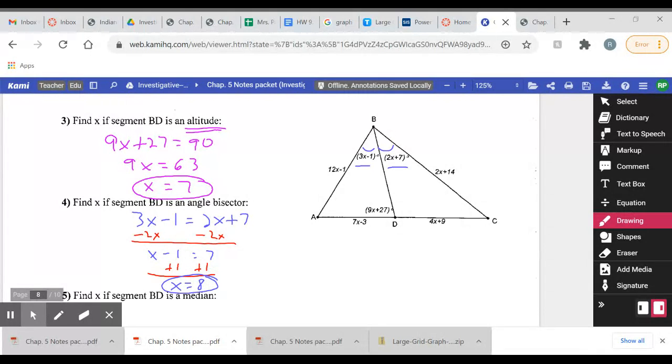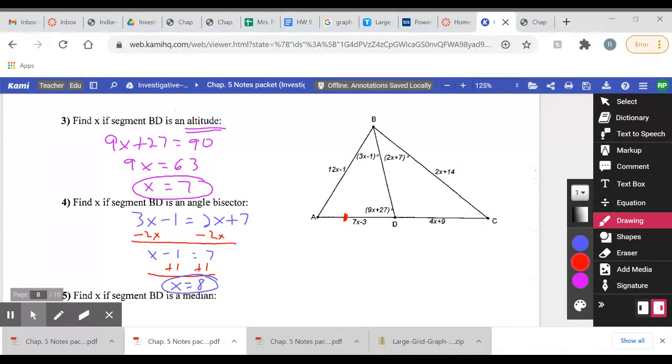All right. Next one is a median. So again, median means middle. So if I go ahead and erase the markings I have up here, and if I think about BD being a median, then that means it goes from vertex B to line AC right to the middle, meaning D is the midpoint or middle.